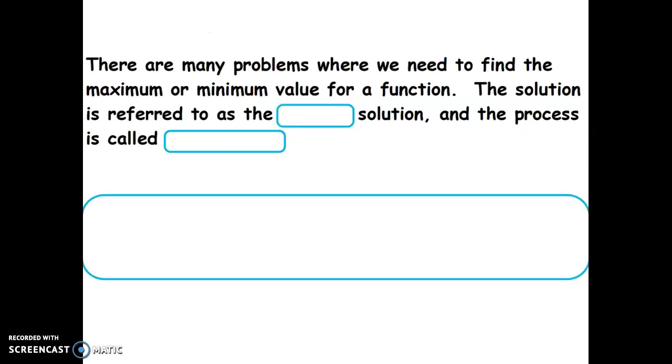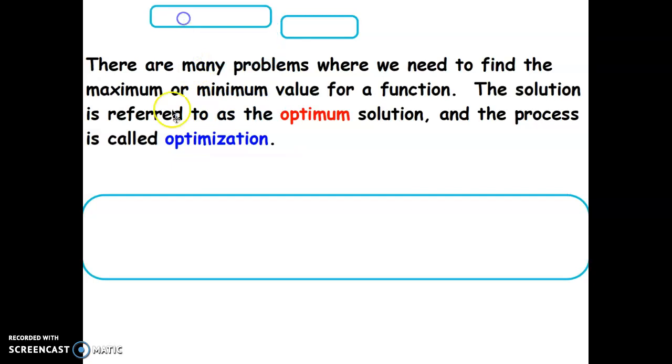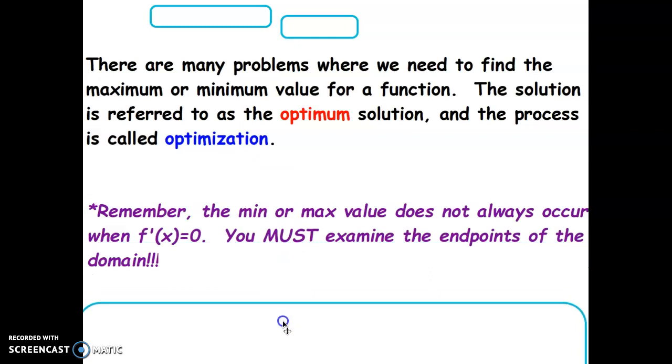So there are lots of problems where we need to find the maximum or the minimum value for functions. So that's where the word optimization comes from. The optimal solution is either going to be the maximum or the minimum, depending on the situation. And this solution is referred to as the optimum solution because it's maximum or minimum. The process is called optimization. So both of those being the biggest or the smallest, but in some way the maximum or the minimum.